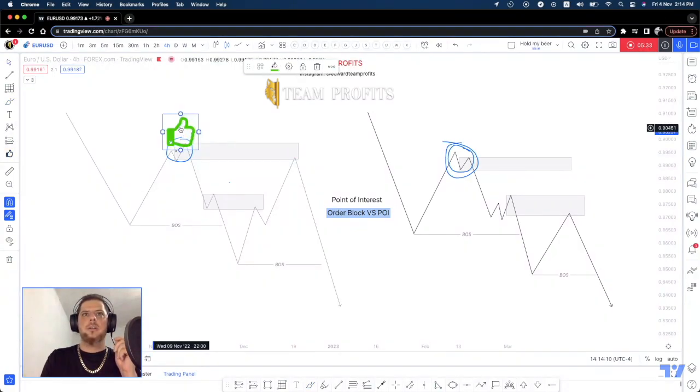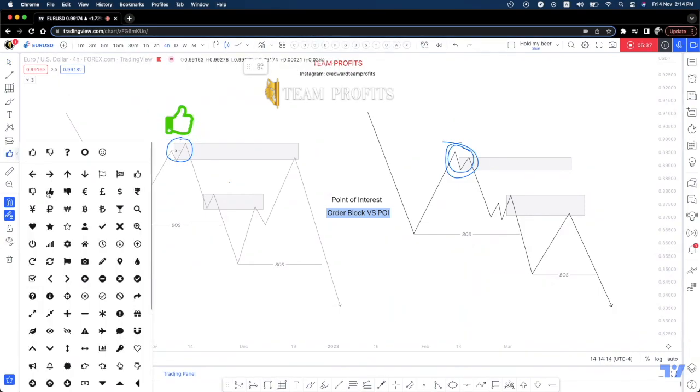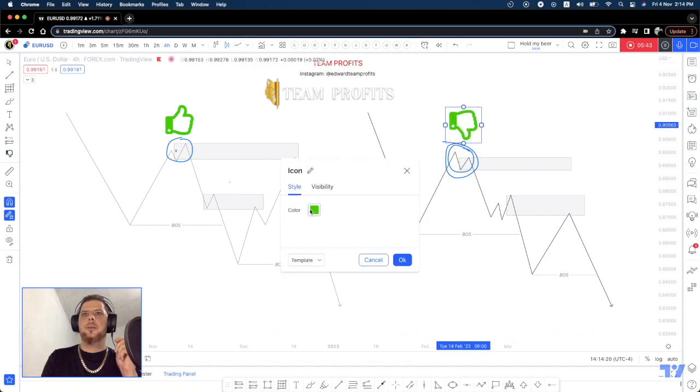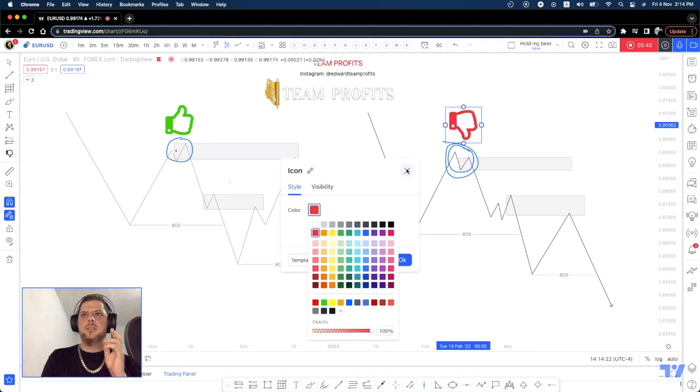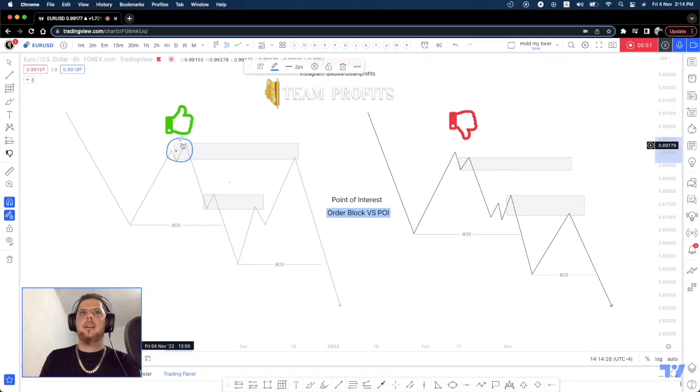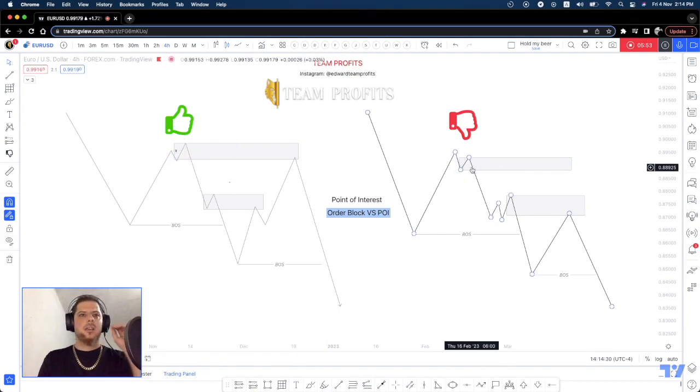This is good, and this not good. And I'm going to put it red so you can see. All right, it's just a quick tip. Okay, now again, it doesn't necessarily mean that this order block is not going to work. It's not going to play out. No, it can still have some reactions in there. It's just that it's not that effective.